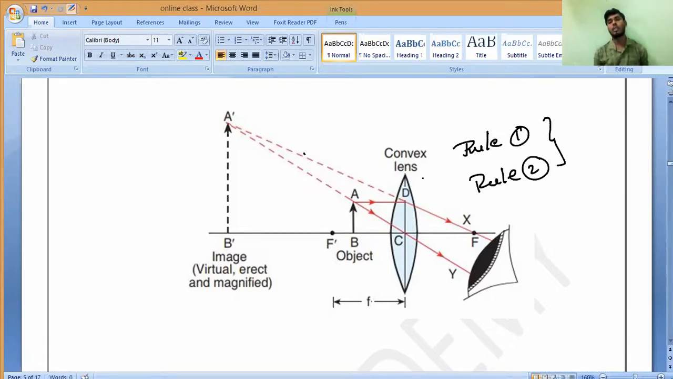Most of the cases we get only rule number 1 and rule number 3. Do you remember that? Only for one case we will use rule number 2. In all the remaining cases, only these 2 rules will come. So now, if you draw perfectly, you will definitely get the answer.